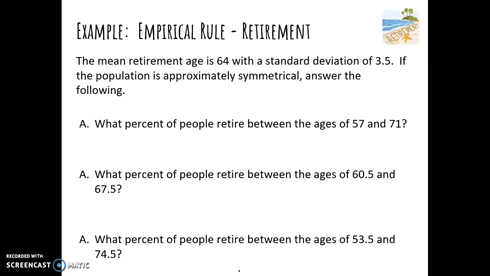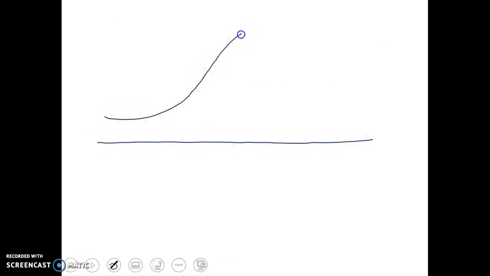Okay. Why don't you pause the video and try this next example on retirement. I'll go ahead and read it for you. The mean retirement age is 64 with a standard deviation of 3.5. If the population is approximately symmetrical, answer the following questions. And it gives you boundaries, and you need to tell what percent that is. So why don't you go ahead and pause the video and try this one. All right, hopefully you worked through this one. So let's see how well you did.